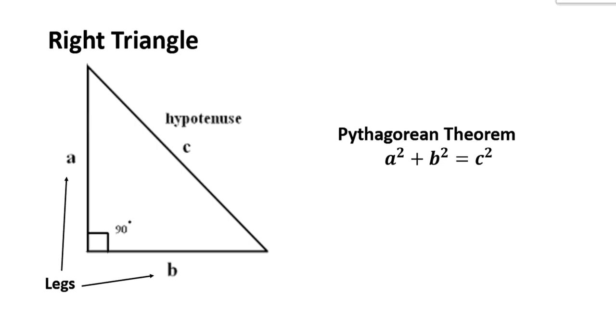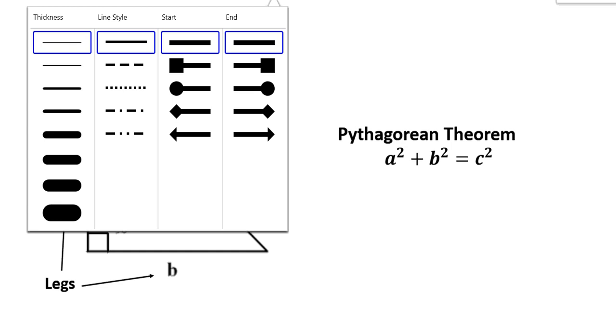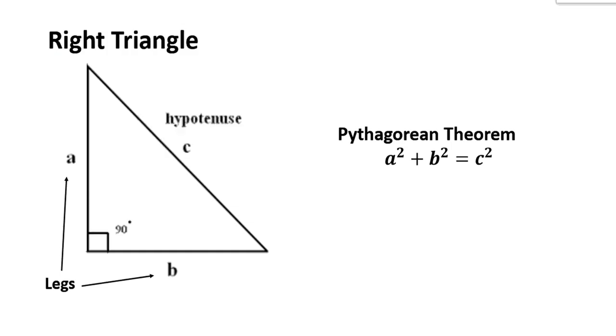Okay, next we're going to talk about the Pythagorean theorem. What happens is in a right triangle. Now, a right triangle is one of those triangles with this 90-degree angle over here in the corner. So you've got these two lines that are perpendicular. We call those the legs, A and B.